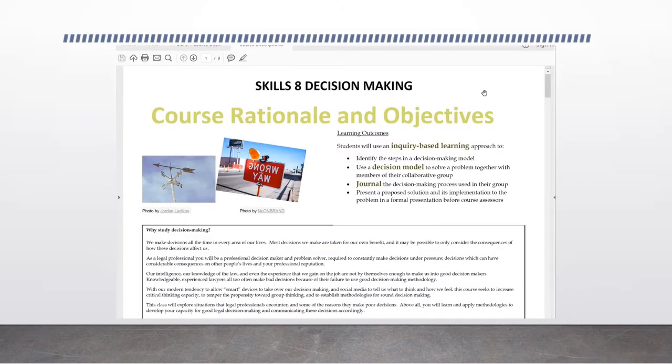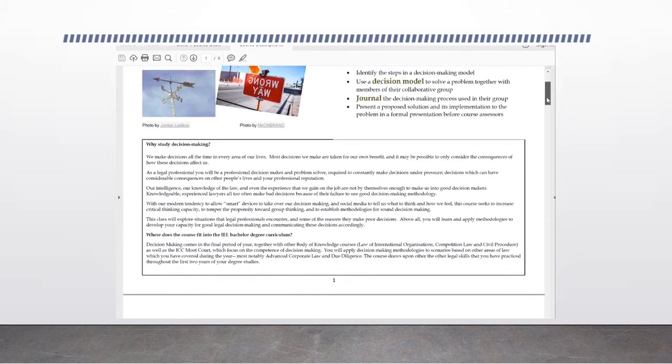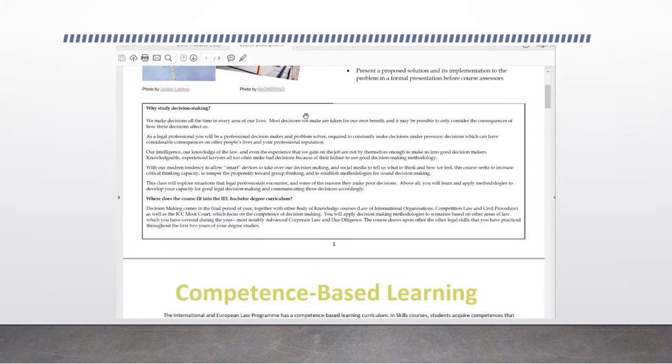The course description, as I mentioned, is a visual course description. And at the very beginning, we have the learning outcomes. Be sure to read those because they give you a good preview of what we're going to be doing. We want you to understand that it's an inquiry-based learning approach. There's a decision model that we will use, and that there's a journal that we're going to write down our steps in. The course description also tells you why we are studying decision making and where it fits in the curriculum.